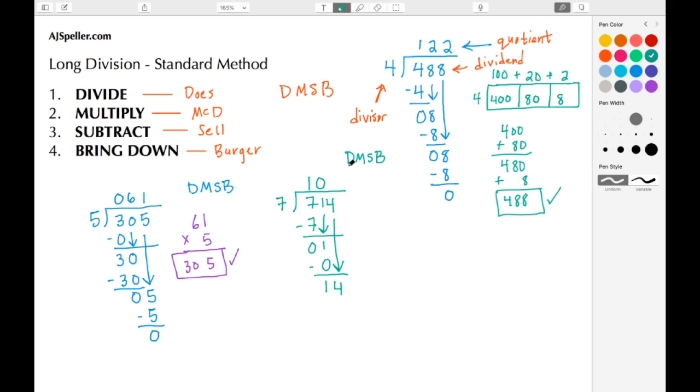Then we go back to the D. 14 divided by 7, or another way of saying that, how many times can 7 go into 14? Well, that's 2 times. Now we're off to multiply. 2 times 7 to give us 14. Then we're doing our subtraction. 14 minus 14 to give us 0. There's nothing else to bring down, so we're saying our answer or quotient is 102.